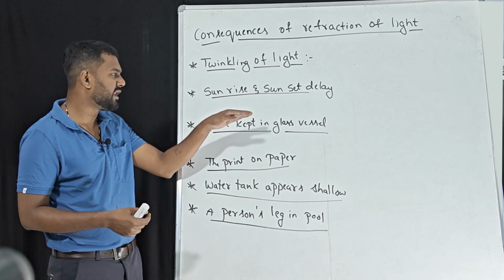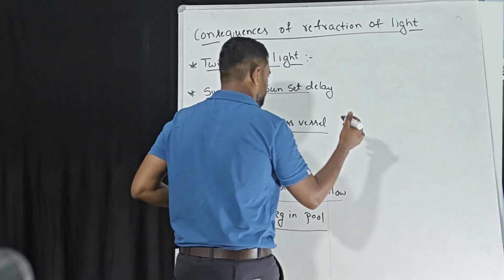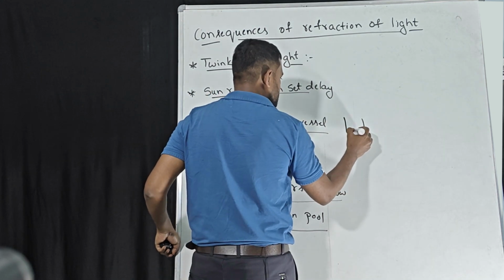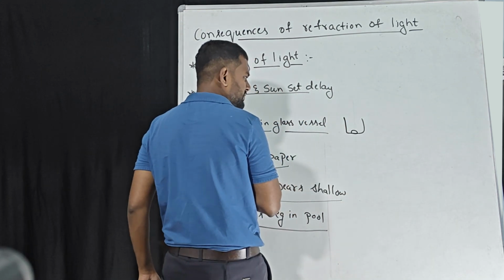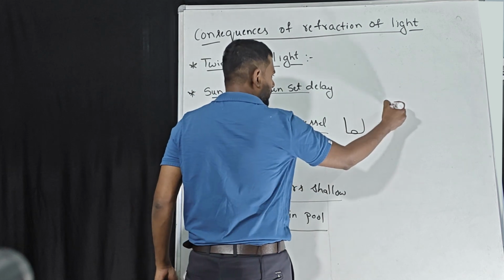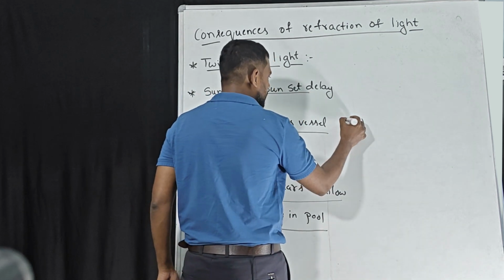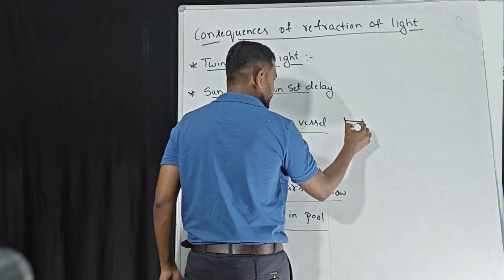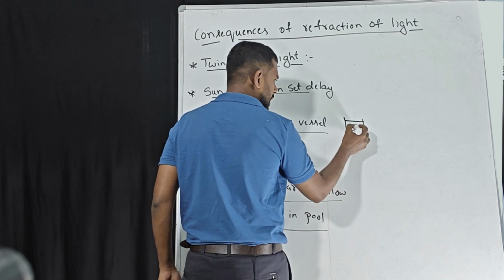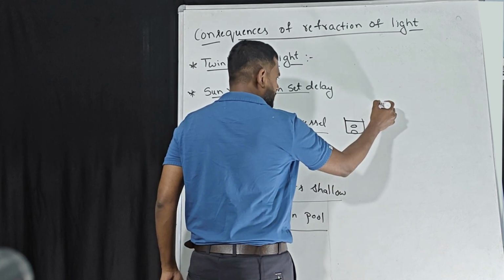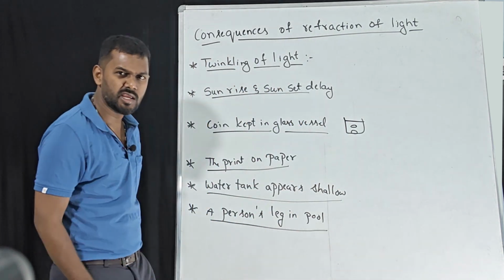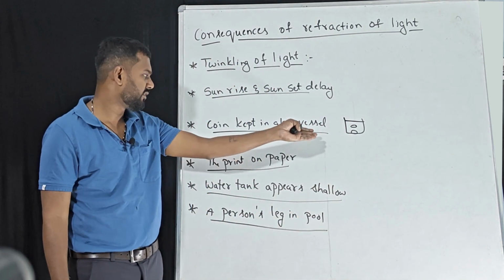Next, coin kept in a glass vessel. Assume this is a glass vessel and this is where you have kept a coin. Now if you are seeing from this angle, you are not able to see the coin. So if you pour some water, this coin would appear somewhere here. If you see from the same angle, you can see it. This is because of refraction.